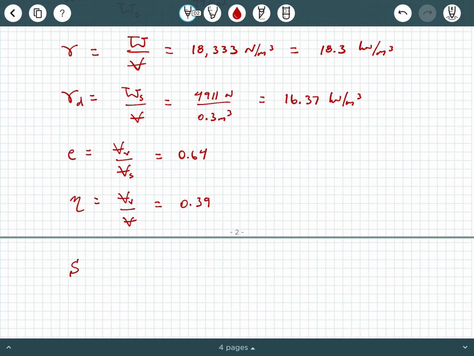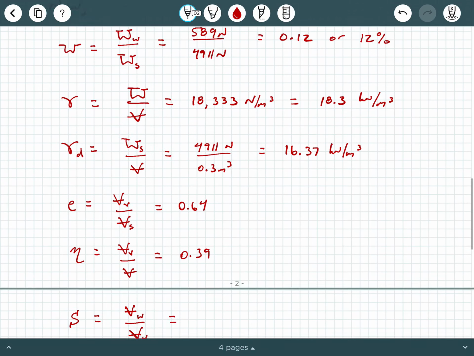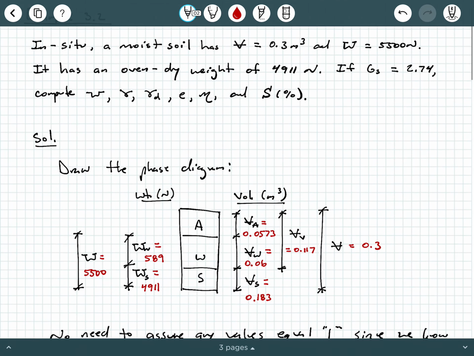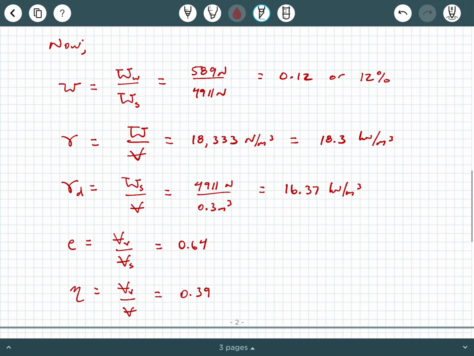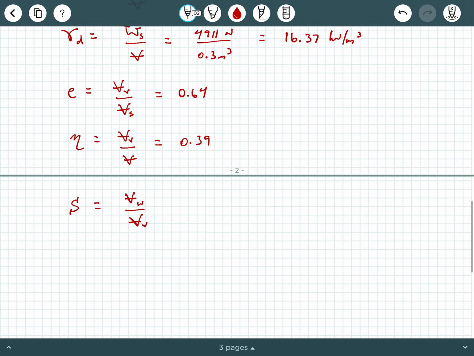And then finally, our degree of saturation as a percentage, the problem did ask for it as a percentage, is volume of water over volume of voids. So looking back at our phase diagram, our volume of water was 0.06 cubic meters. Volume of voids is 0.117. So 0.06 divided by 0.117. And as a percentage, you want to multiply that by 100. So let's write that in there times 100. And I get 51.2%. And that is it.